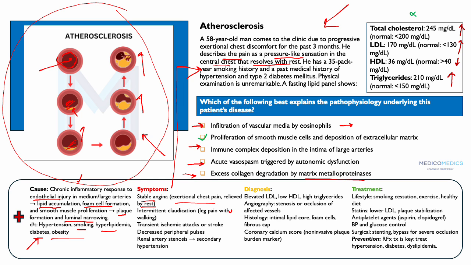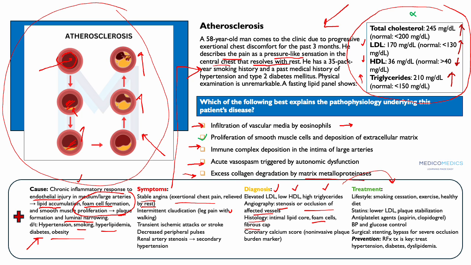Now, what about diagnoses? Well, elevated LDL, low HDL, and high triglycerides. This is all confirmed in our table right here. We had an elevated LDL, decreased HDL, and elevated triglycerides. An angiography can show stenosis or occlusion of the affected vessels. In our histology, well, we mentioned here foam cell formation. So we would discover foam cells here and the fibrous cap.